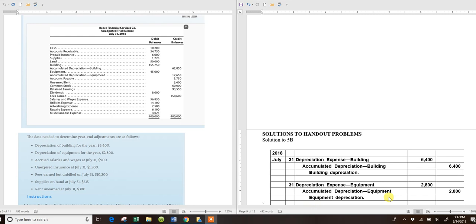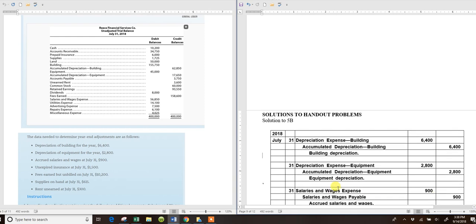Accrued salaries and wages at July 31st are $900. Remember that accrued means accumulated, so the revenue or expense has accumulated but not yet been paid. So salaries and wages are a cost of doing business, so I debit my expense, and I haven't yet paid it, and so my credit is a payable. So I'm going to debit an expense, and a payable is a liability. Liabilities are increased with credit. So if you're still having trouble with assets or debits, liabilities, owner's equity are increased with credits, revenues are increased with credits, expenses are increased with debits.